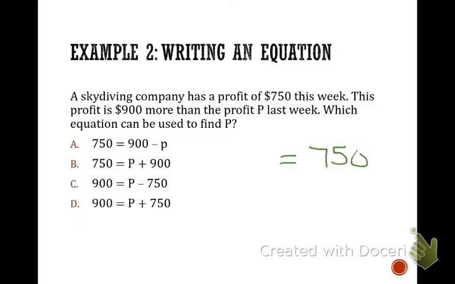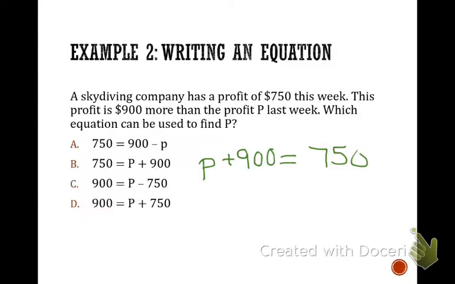that it's $900 more. What operation would you do, Kylie? Addition. Not necessarily. If it's $900 more, then you would have to subtract it. So let me just put it into the equation. If you have to subtract it, then that means addition, P plus 900. P meaning your profit last week. P plus 900 equals 750.